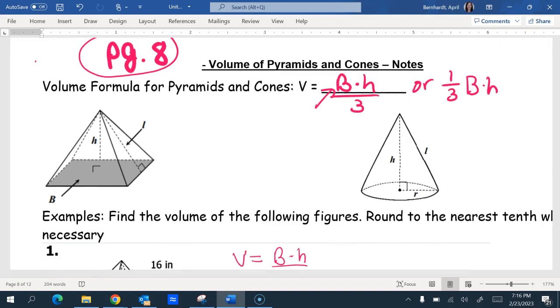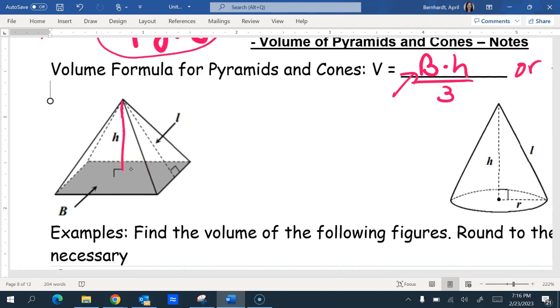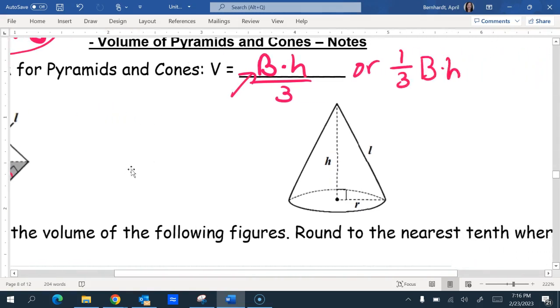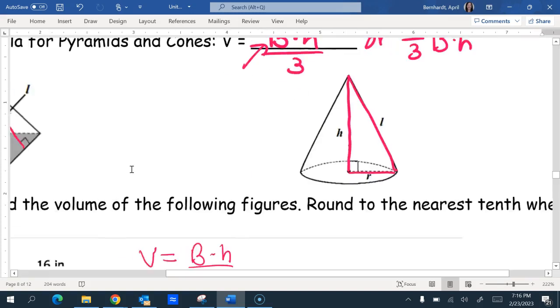So just as an example, the height goes from the tippy top straight down to the base face. And then we still have that slant height as well that might come into play. And as with the cone, the height goes from the tippy top point straight down to the center point of the circle. And again, slant height, you see the right triangle. So we may have to use the Pythagorean theorem if we need to find the height or the radius.